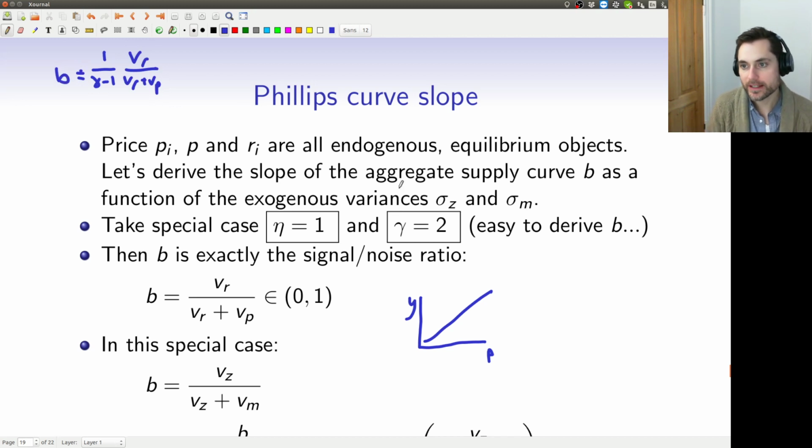Now suppose the gamma was equal to 2. I think I went on a little bit too long here. Well, you can see here that 2 minus 1 is 1. This drops out. Eta, that's a parameter we haven't talked about for a while, but that's in the demand. It's the substitutability of goods.